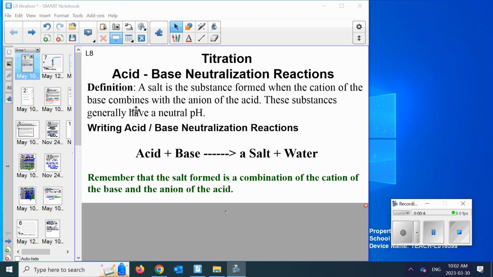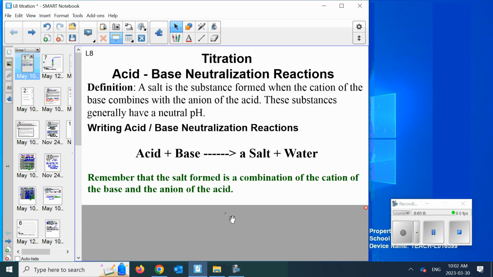How to write these acid-base neutralization reactions? In general, an acid plus a base will give you what we call a salt in chemistry, and water. Remember that the salt formed is a combination of the cation of the base and the anion of the acid. That's a repeat. Okay.